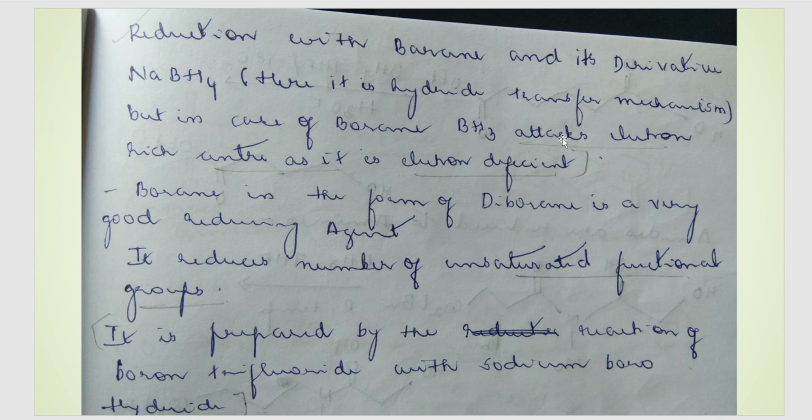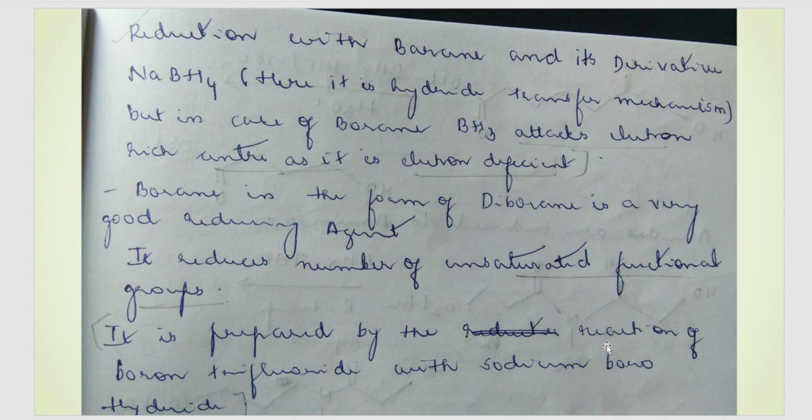But in case of boranes, the BH3 is electron deficient, so it will attack the electron rich center. So here the mechanism is not a hydride transfer mechanism, because BH3 is electron deficient, hence it will attack the electron rich center. Borane in the form of diborane is a very good reducing agent, and it can reduce a number of unsaturated functional groups.